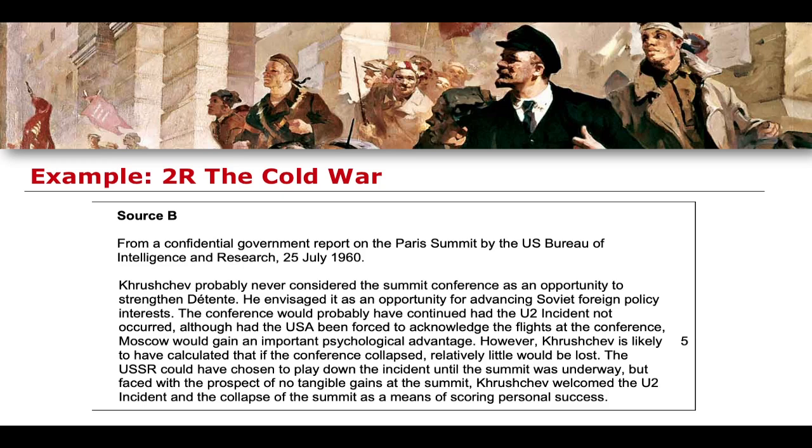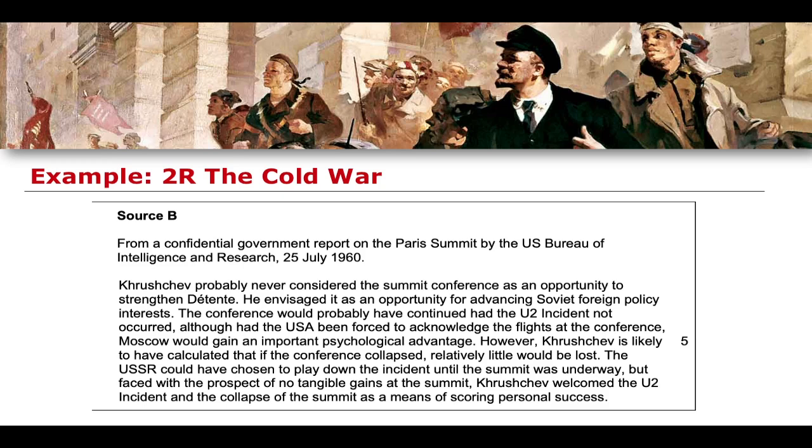He envisaged it as an opportunity for advancing Soviet foreign policy interests. The conference would probably have continued had the U-2 incident not occurred. Although the USA would be forced to acknowledge the flights at the conference, Moscow would gain an important psychological advantage. However, Khrushchev is likely to have calculated that if the conference collapsed, relatively little would be lost, but the USSR could have chosen to play down the incident until the summit was underway. But faced with the prospect of no tangible gains at the summit, Khrushchev welcomed the U-2 incident and collapse of the summit as a means of scoring personal success.